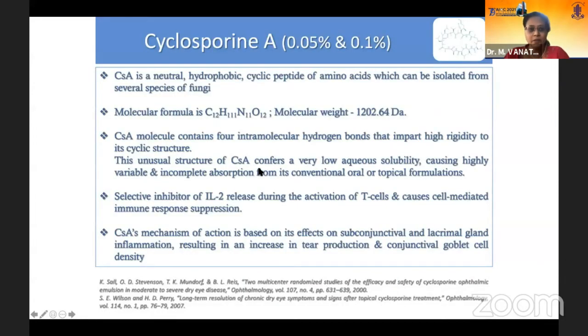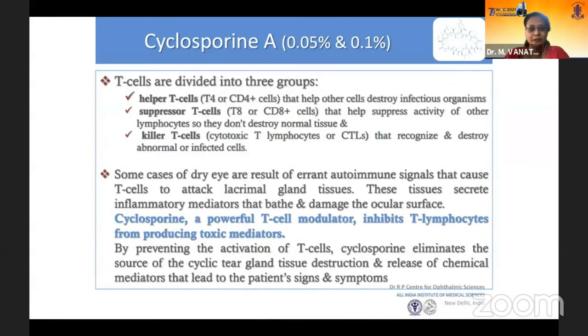So how does cyclosporin really help? This is a molecule which basically acts as a T-cell inhibitor and prevents the release of interleukin-2, thereby decreasing the ocular surface inflammation and acting as an immune modulator here.